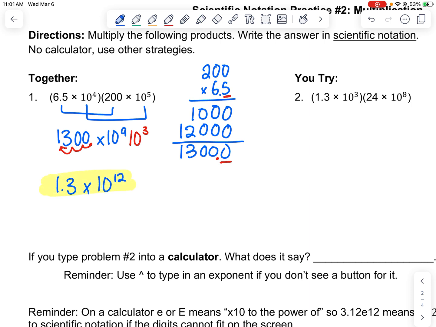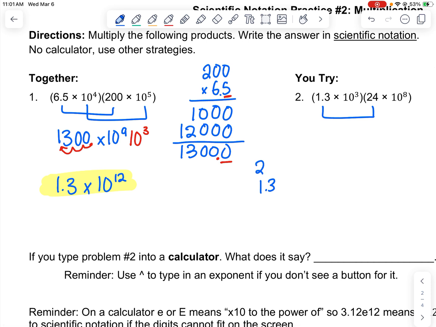Feel free to pause the video and try the next one on your own, or do it with me. 1.3 times 24, I'll do over to the side. 1.3 times 24, 3 times 4 is 12, so write 2 and carry the 1. 3 times 2 is 6, so I need to write 7 because I had to carry the 1. Put a 0 as a placeholder because we're not really multiplying 1, we're multiplying 10. 1 times 4 is 4, 1 times 2 is 2.